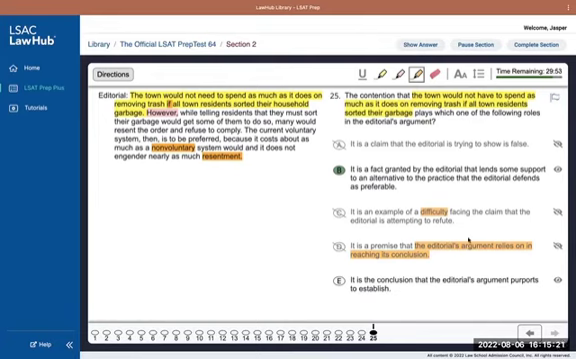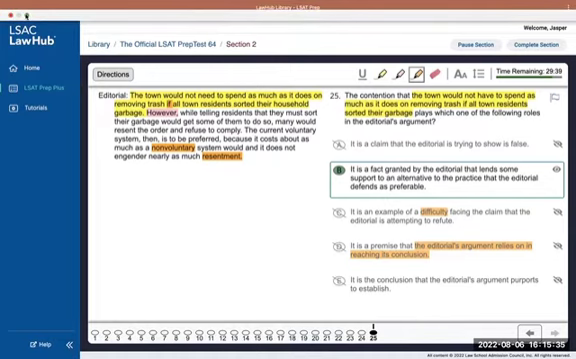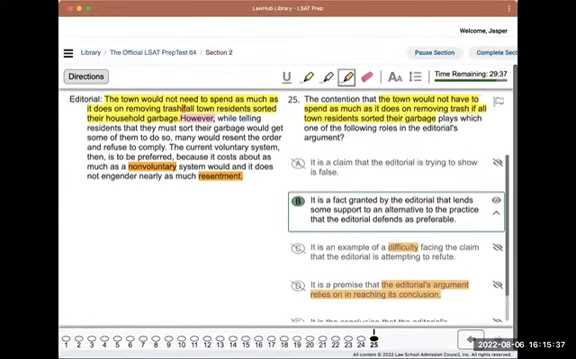E, it's the conclusion. No, the conclusion is that the current voluntary system is to be preferred. That's their conclusion. Okay, so we end up with B. So hopefully that helps a little bit for you to understand that one. Okay, we'll go on to another structure question, prep test 66, section 2, question 16.